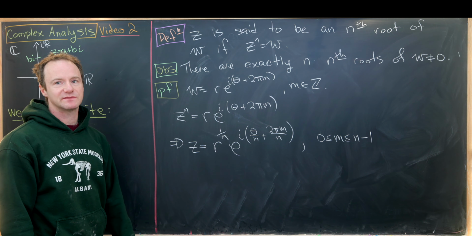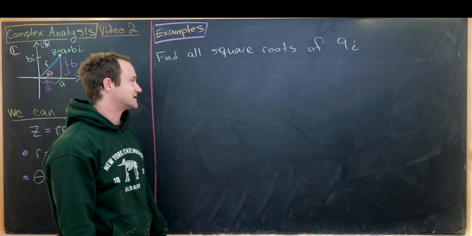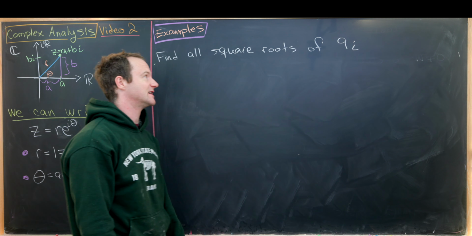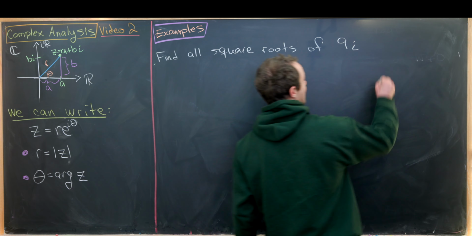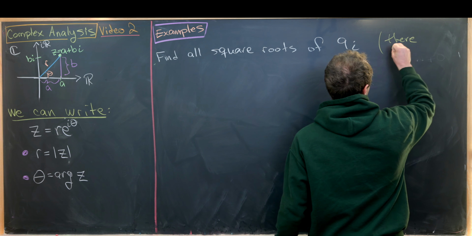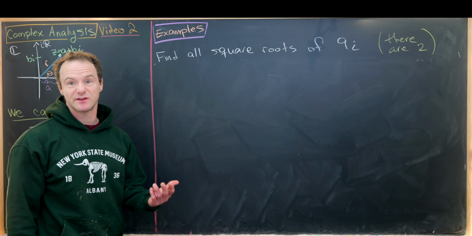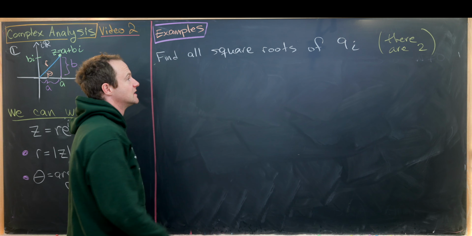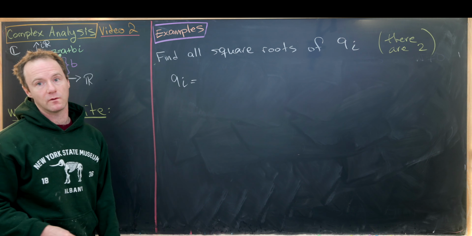Okay, so now let's look at some examples. Now let's use the result of that observation to do a couple of nice examples. The first of which is to find all square roots of the complex number 9i. So let's just recall that since we have a square root, there are exactly 2 square roots. That's how many we should be looking for. So let's start by writing 9i in its polar form.